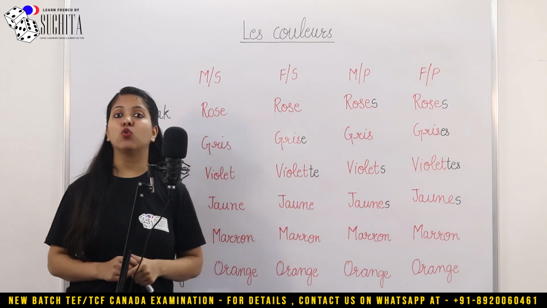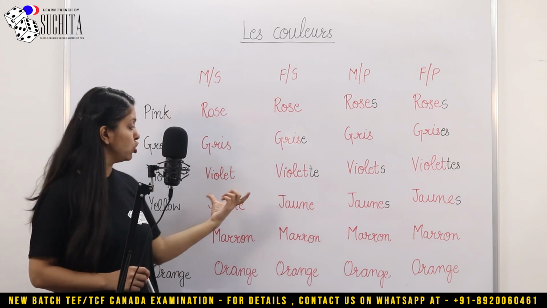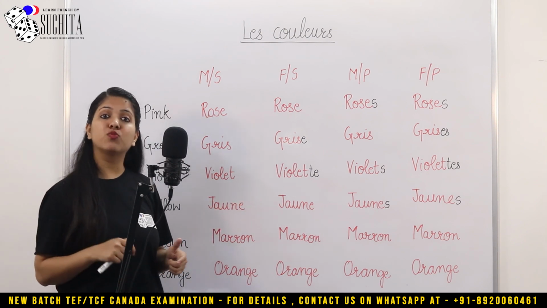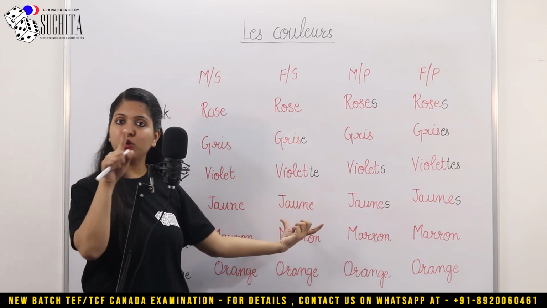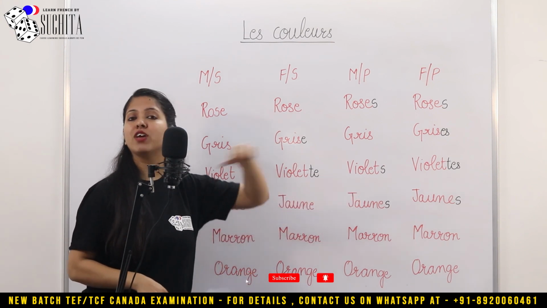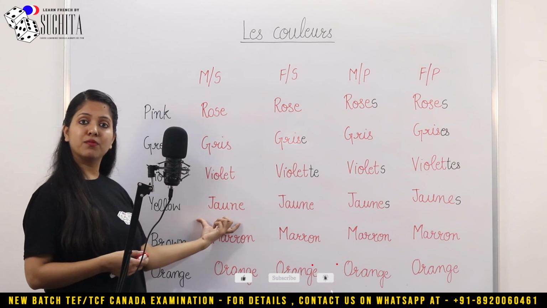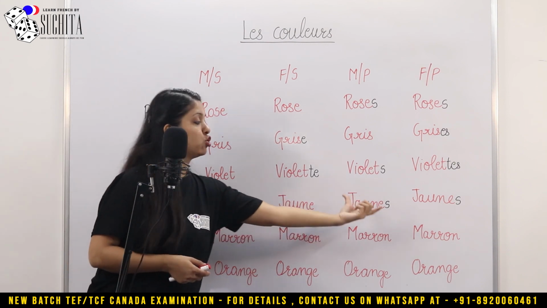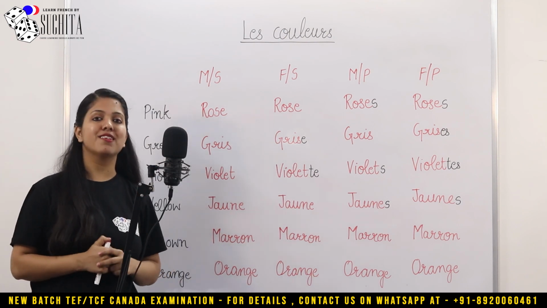Let's continue with yellow. Yellow, jaune. Jaune. Now it already ends with E in the masculine form. So in the feminine form, you're not going to put anything. So jaune, jaune. In plural form, we are going to add an S. Now the pronunciation. Jaune, jaune, jaune et jaune. All four of them, the pronunciation is the same.